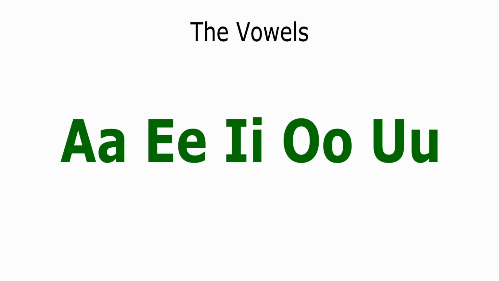The vowels in Spanish are named as follows: A, E, I, O, U. Let's say them one by one first. Repeat after me. A, E, I, O, U.